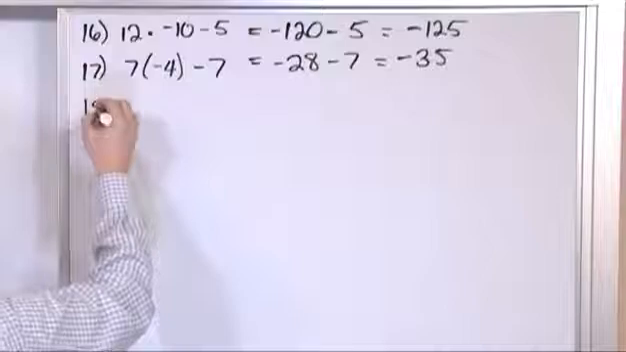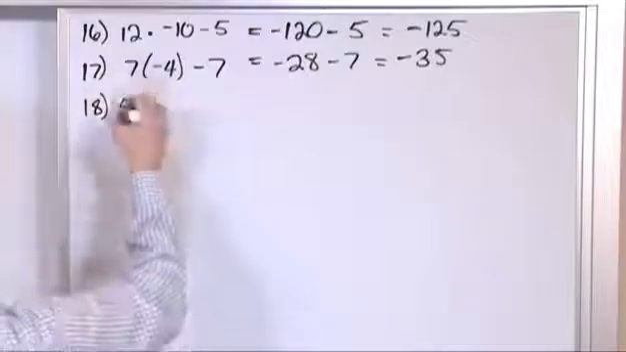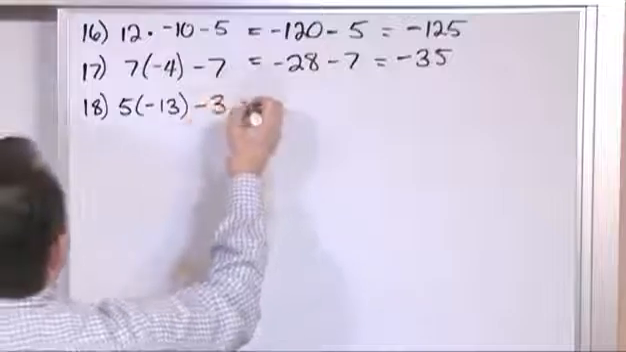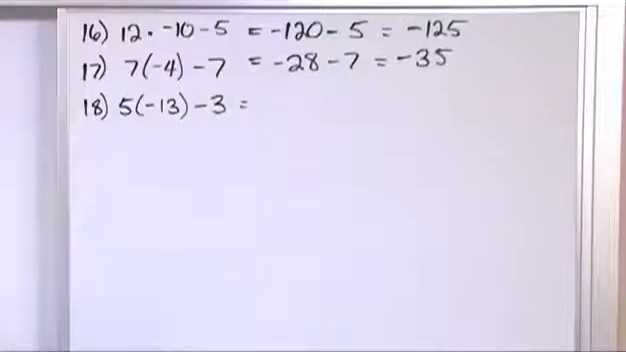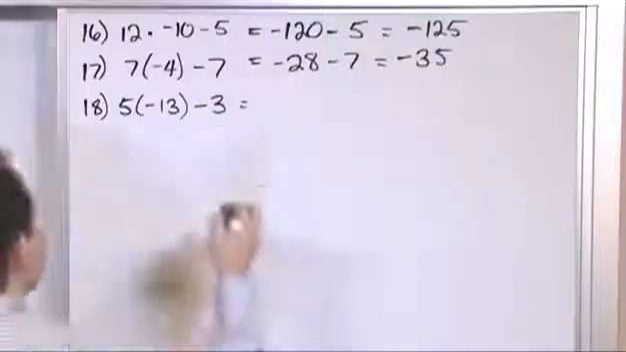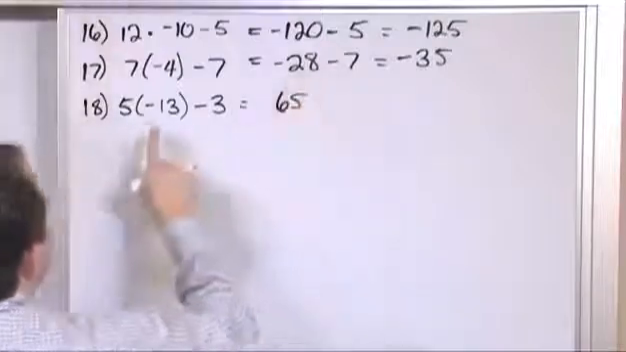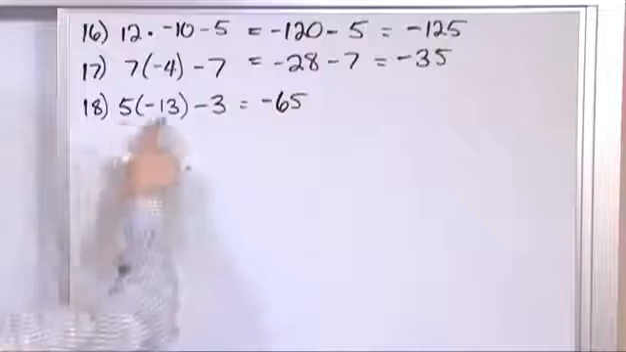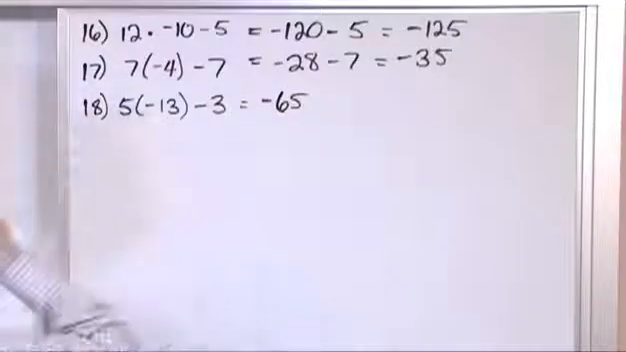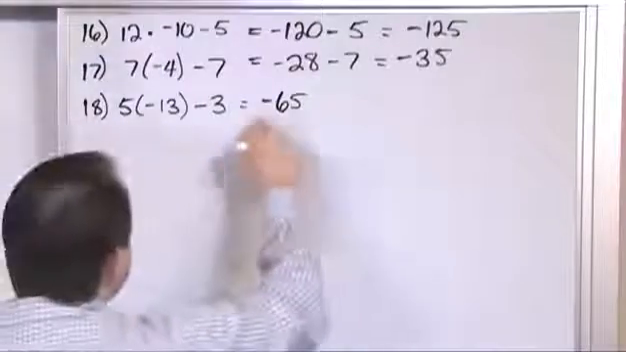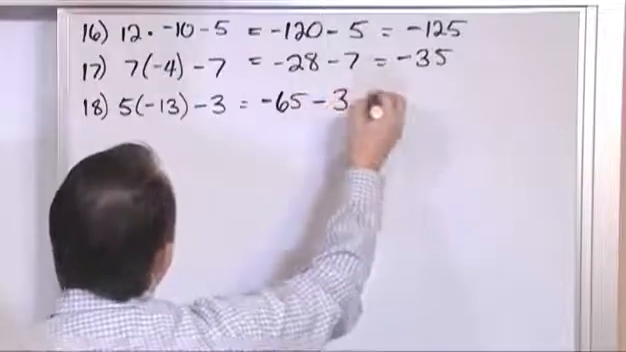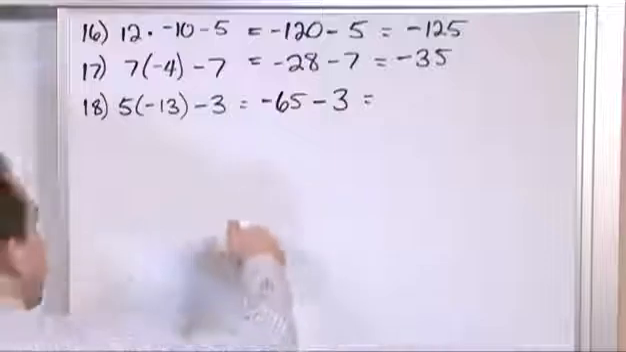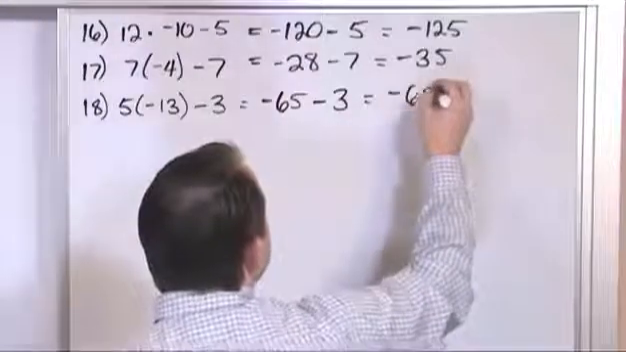Okay, 18 is, let's say, 5 times negative 13 minus 3. All right, what's 5 times 13? 5 times 13 is 65. And the sign has got to be negative, so you're going to stick a negative sign out front because these signs are different. Positive times negative is going to give us a negative, and we're still going to have to subtract this 3. So we start at negative 65, and we go 3 more negative, so we're going to have negative 68.